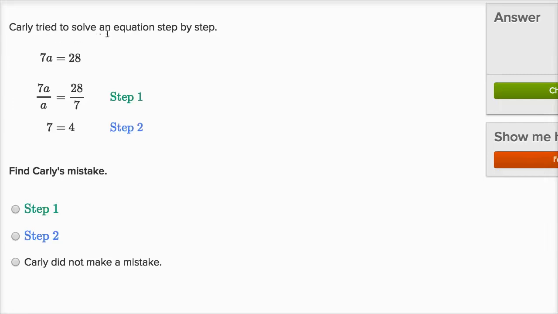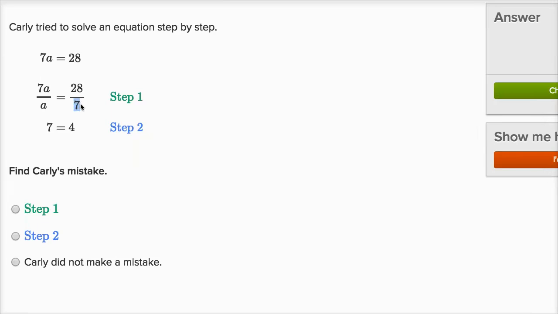Carly tried to solve an equation step by step. And they tell us, we see how she tried to solve the equation. They say, find Carly's mistake. So let's see what Carly did. She started with 7 times a is equal to 28. Then on the left-hand side, she divides it by a. And on the right-hand side, she divides by 7.